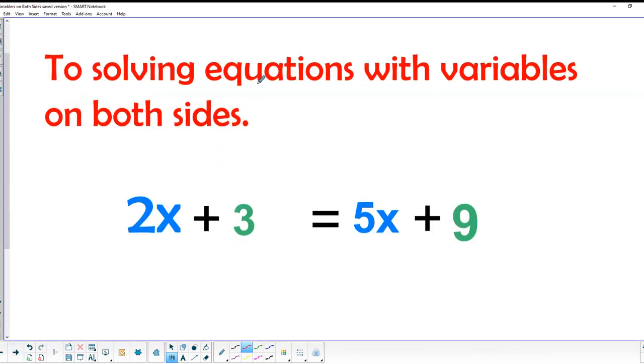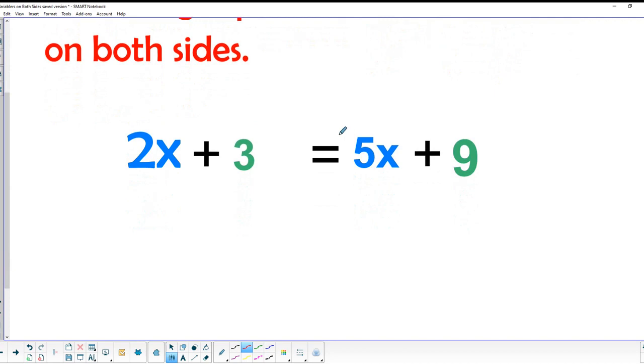So we're solving the equation with variables on both sides. What you end up doing is you collect the like terms on one side of the equation, or one side of the equal sign or the other. So what I want to do is I want to collect all the x's on the left side and all the constants on the right side. So let's start out by rewriting it.